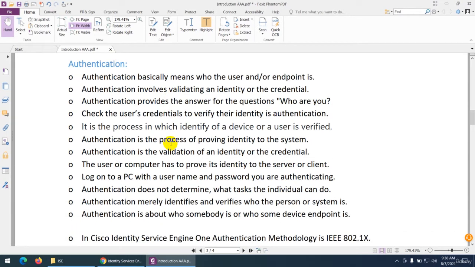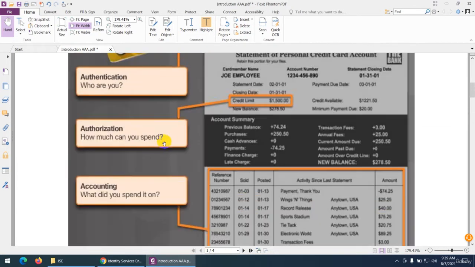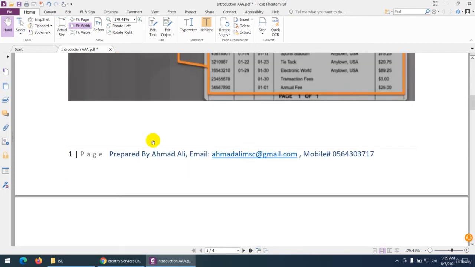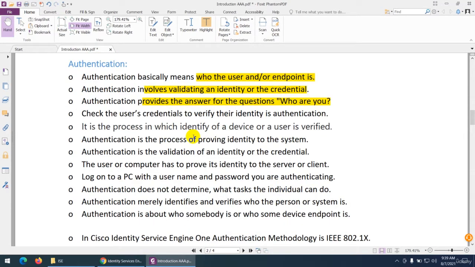The first thing is authentication. Authentication basically means who the user or the end device is. It means authentication involves validating an identity or the credential. So authentication is the process to validate an identity or the credential. It means authentication provides the answer to the question, who are you? Like I told you, authentication means who are you? So you need to prove your identity.